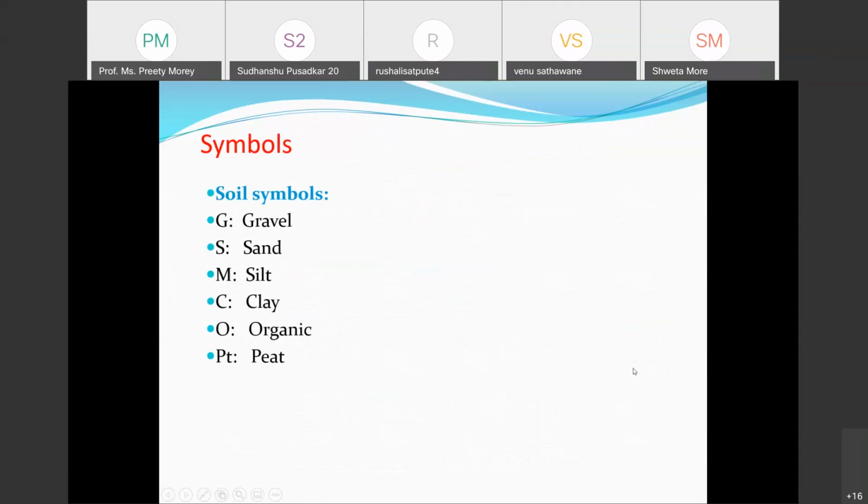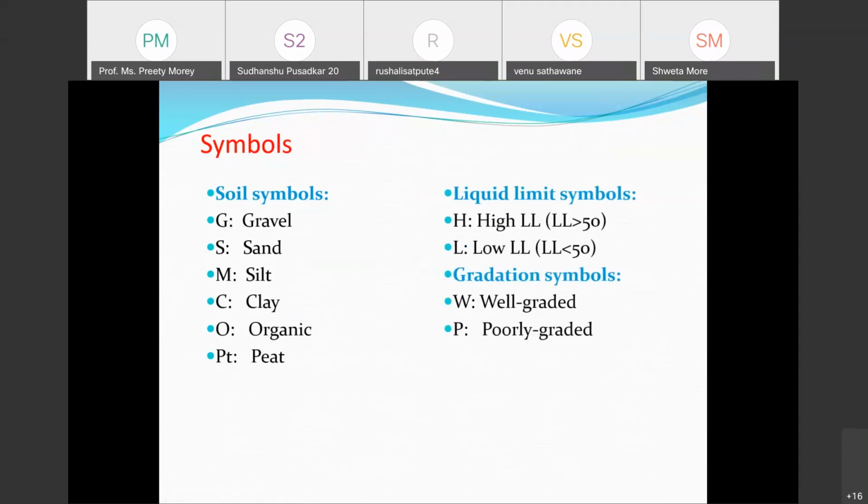The gravel has symbol G, sand has S, silt is given M because sand and silt have the same initial S. So that is M, where clay is C, organic soil is O, and peat is indicated by PT. Whereas liquid limit greater than 50, I could define as a highly compressible soil. So highly compressible soils will be indicated by H, whereas the liquid limit less than 50 is indicated as low compressible soil, and the designation will be L.